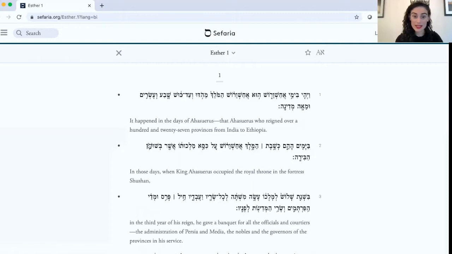Now, the Book of Esther is probably the most famous of the Megillahs because it has such a good story. It's a story with lots of characters and lots of drama. It starts in the land of Shushan with a king named Achashverosh. It says, it happened in the days of Achashverosh, that Achashverosh, who reigned over 127 provinces from India to Ethiopia. We are taken right away into a story that takes place in the famous ancient Persian Empire.